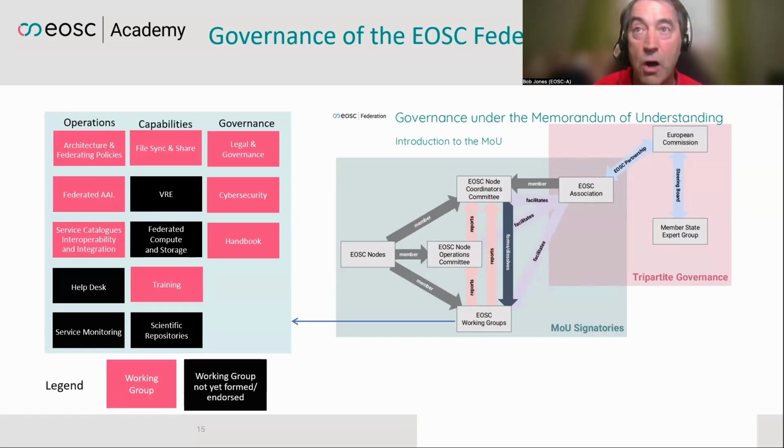And you can see those on the left side of the slide. So they're either to do with the operations, and most of those report to the Node Operations Committee, different higher level capabilities, all the governance aspects as well. The ones in pink are already operational and their mandates have been endorsed by the Node Coordinators Committee. The ones in black are in preparation and have not yet been endorsed, and they may become online as the need for them becomes greater. So that's the basic federation governance structures.